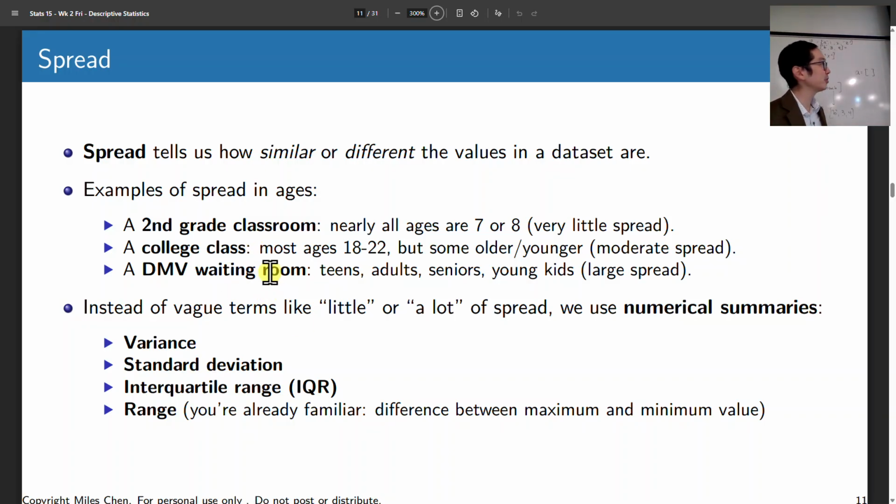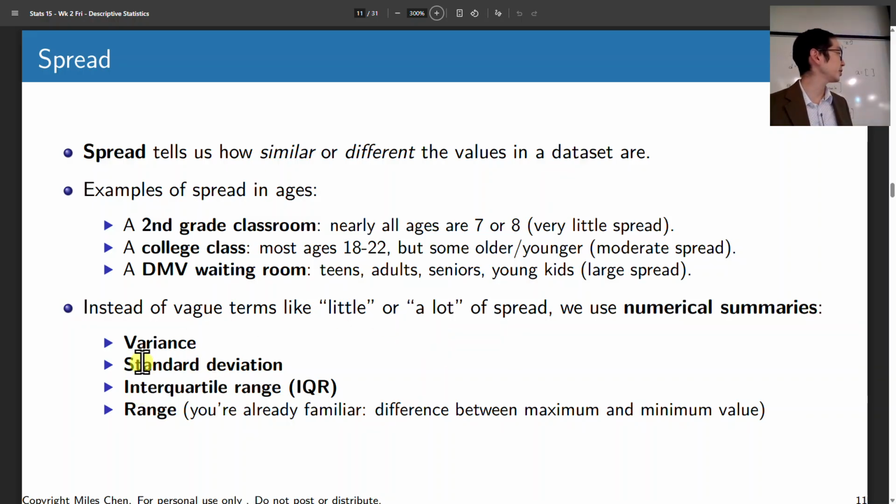And then you imagine going to the DMV waiting room or a doctor's office or someplace like that, okay? And now you're going to have a large spread of ages, okay? Because you're going to have teens, you'll have adults, you'll have seniors, you'll have young children of the adults and things like that. And so you have a large spread. And so instead of just using vague terms like there's a little bit of spread here or a lot of spread over there, we can use numeric values to quantify it, okay?